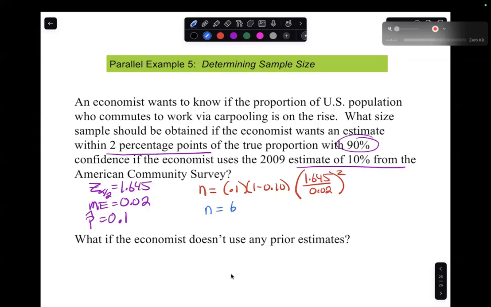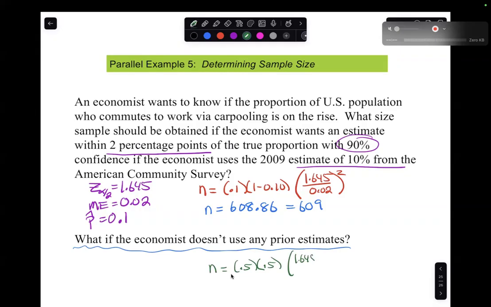You get 608.86, so that means 609. Did we get there? Good. Now, what if the economist doesn't use any prior estimates? So if they don't use a prior estimate, remember, we do this. Math that out. Take a look at the difference.